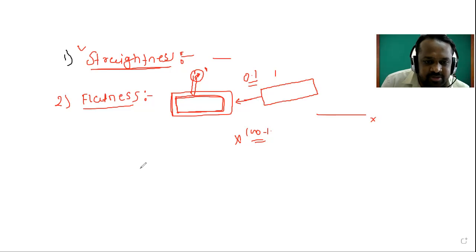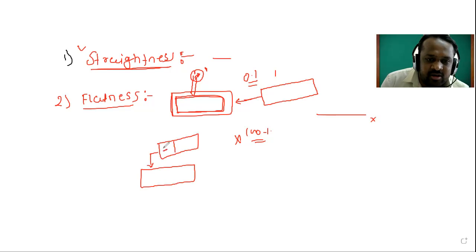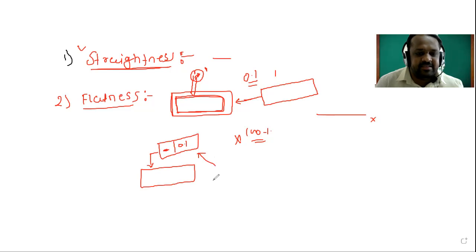Just one minute. Suppose this is the component, and suppose I have shown it like this. This is called the control feature. Suppose I have drawn one straight line here and written 0.01. What is the meaning of this? What is the meaning of this control feature? Please tell me, what is the meaning of this?